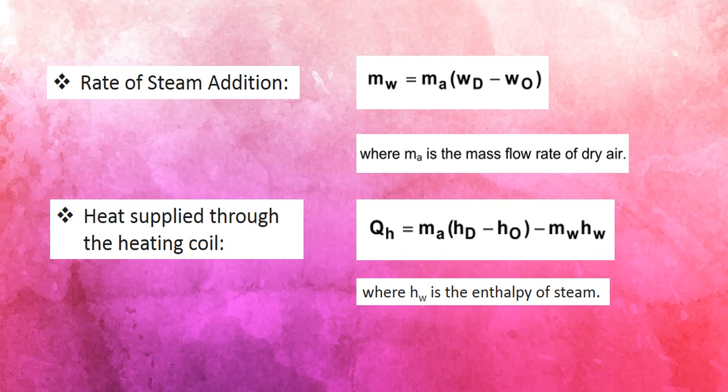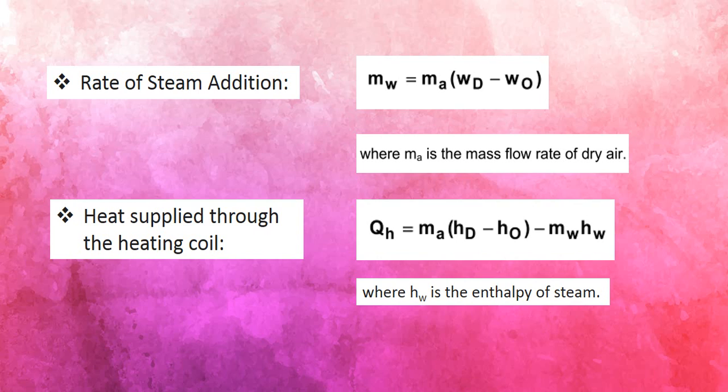As for the steam rate, how will the flow rate of the steam be computed? It has to be enough to increase the temperature of air to the desired exit air temperature. So you have the mass flow rate of dry air, multiplied by the humidity at the final state minus the humidity at the initial state. As to the load of the heating coil, the heat supplied so that your air increases its heat energy content, that would be just like sensible heating. So you have MA times HD minus HO.